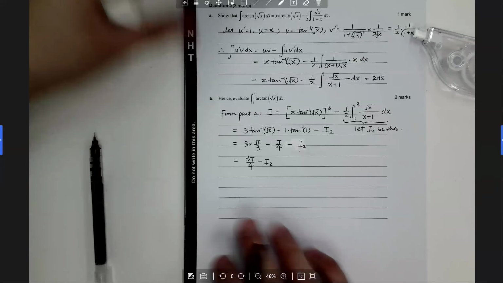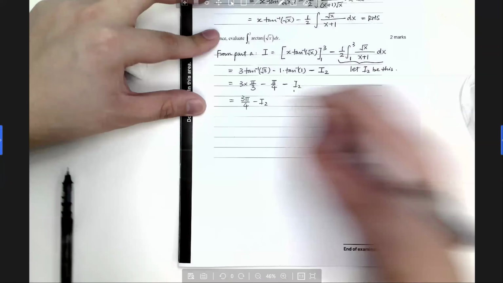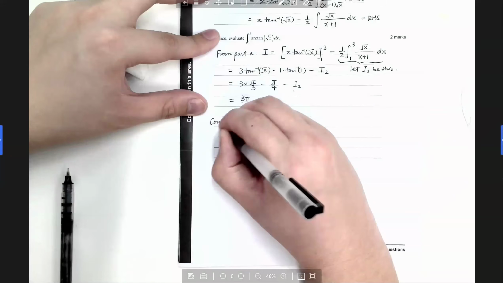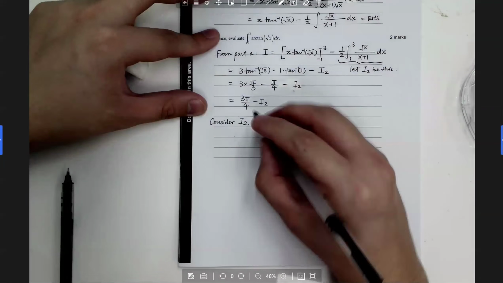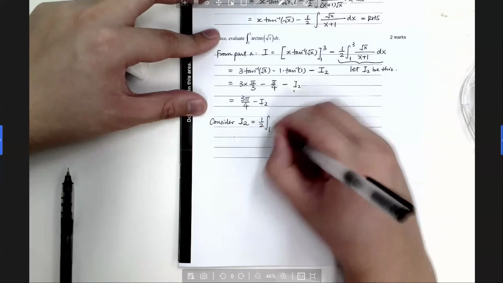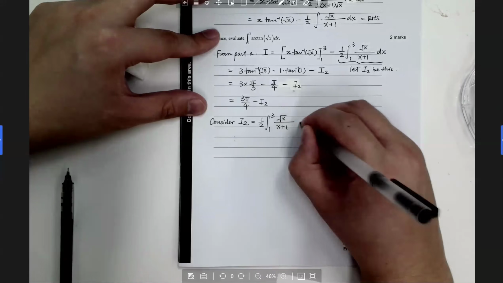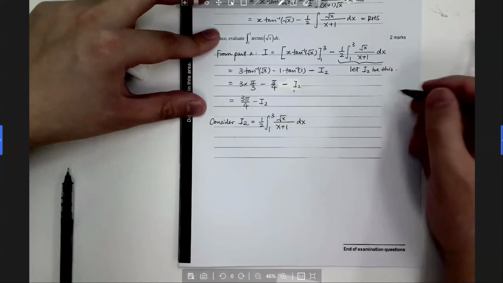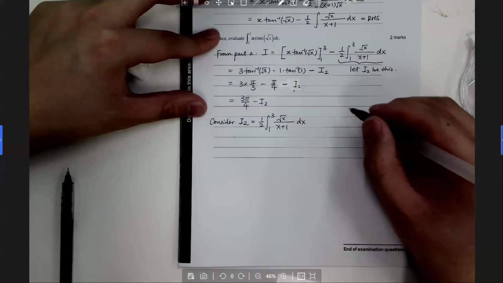Okay, but I'm not stopping here because consider I2 equals a half integral 1 to 3 root x divided by x plus 1 dx. We need to make a substitution here. Otherwise, I can't really see how you're going to integrate this expression.